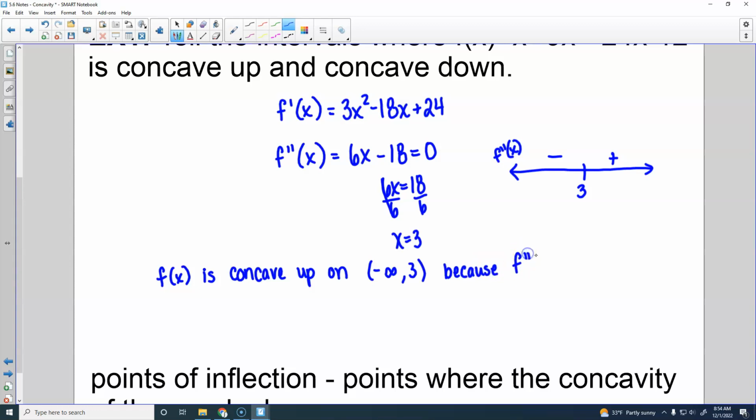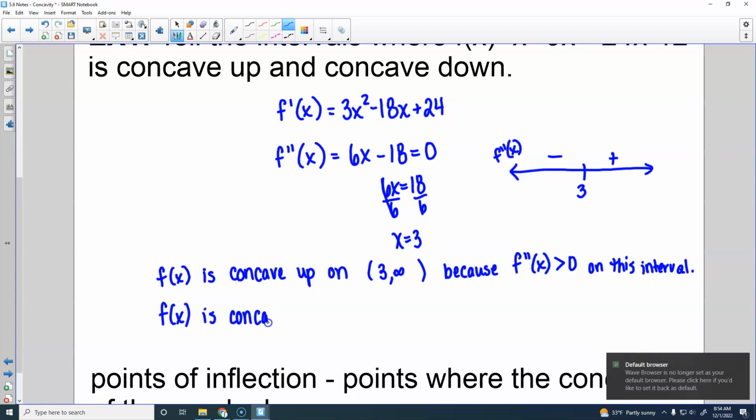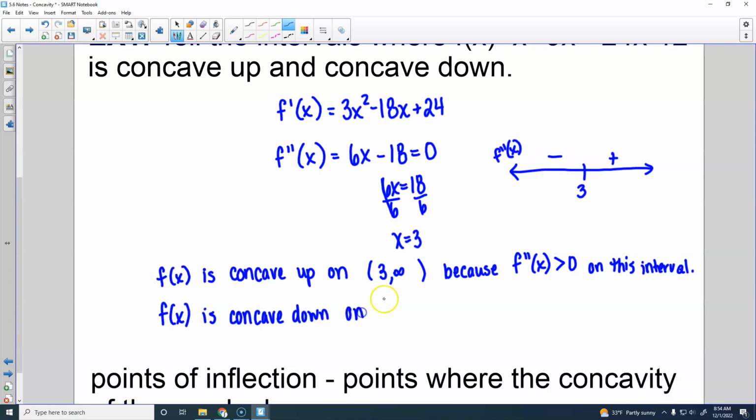f double prime of x. Oh wait, I got that backwards, don't I? 3 to infinity. Let's fix that. Because f double prime of x is greater than 0 on this interval. And then we would say f of x is concave down on negative infinity to 3.